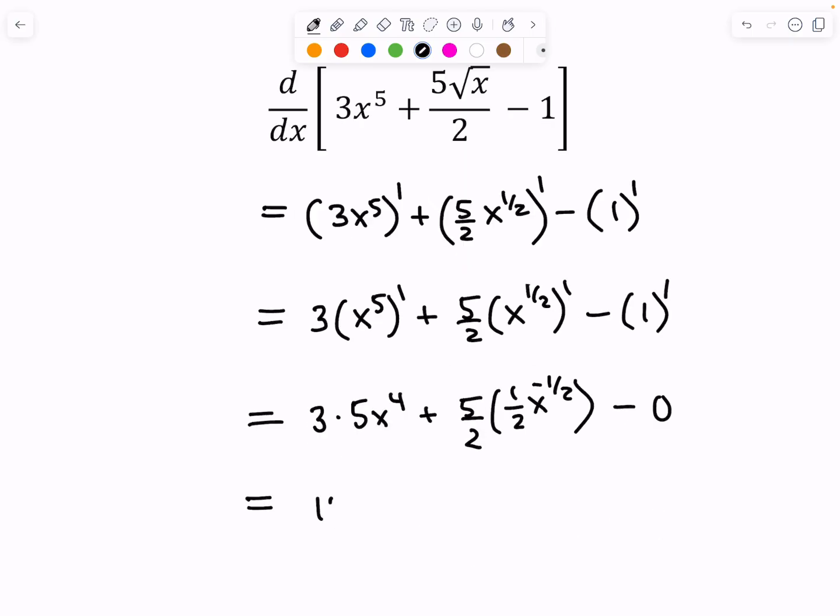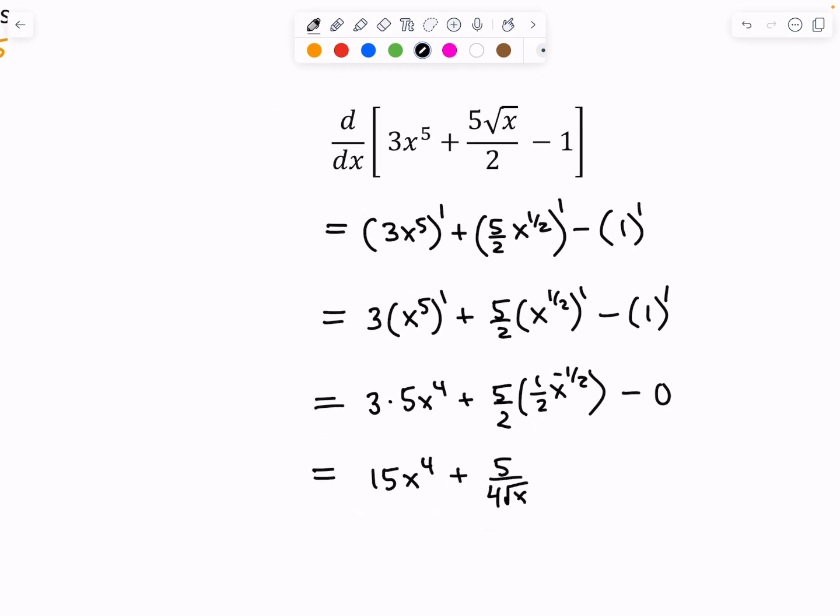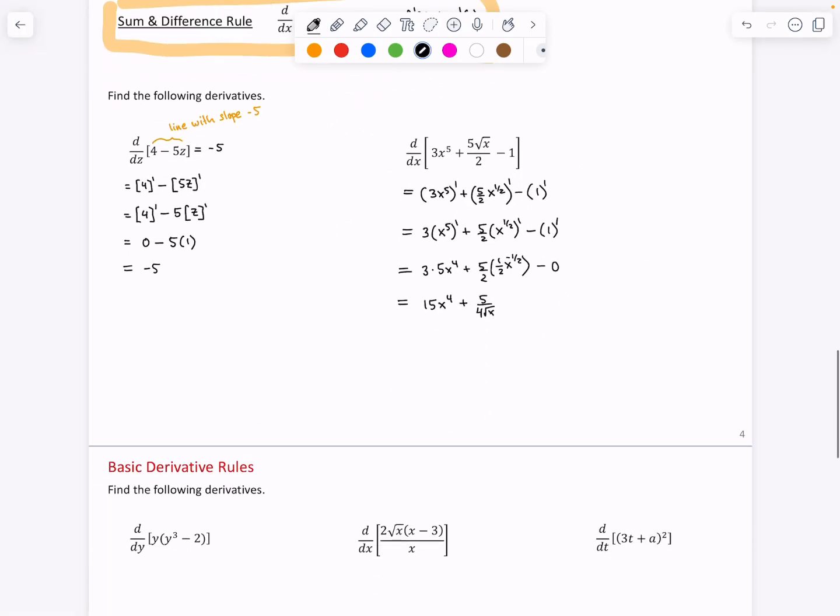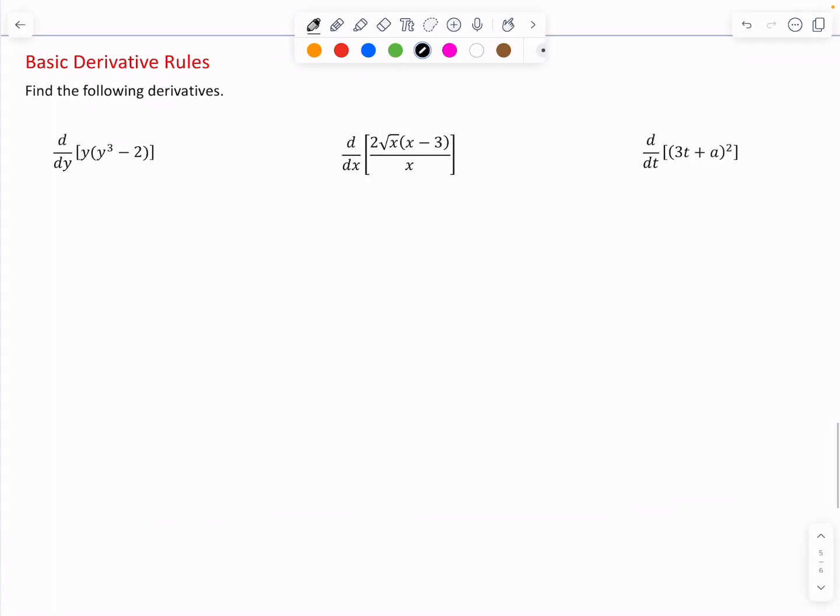So you wind up getting 15x to the 4th. 5 halves times 1/2 is 5/4, and then that negative power pushes the x down with the 4 to a positive 1/2 power, which you could just rewrite as a square root of x, and then minus 0 we don't need to write, and we are done. Okay, next page. Find the following derivatives.